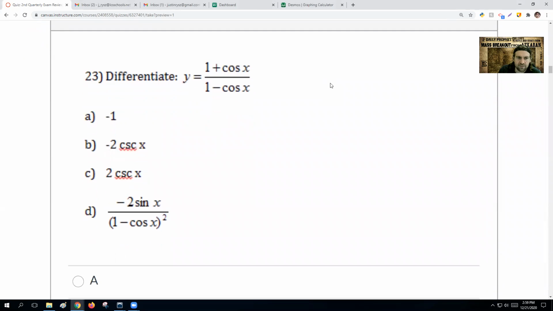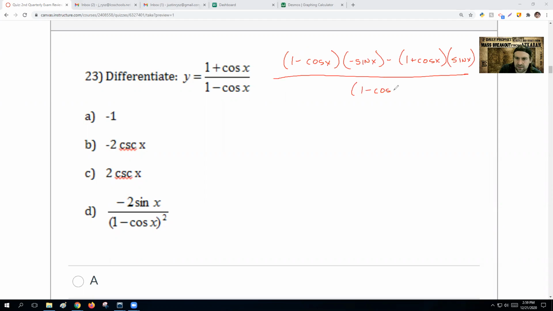All right, this problem here, we got to do low d high minus high d low over low low, quotient rule here, and it looks like it's going to be fun. So let's see, low, 1 minus cosine x. D high, the derivative of cosine is negative sine of x. Then minus high, 1 plus cosine x. The derivative of the bottom, negative cosine x, goes to a positive sine of x. And then all over low low, 1 minus cosine of x squared.